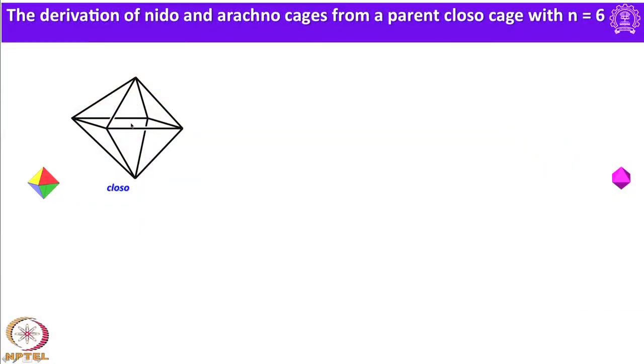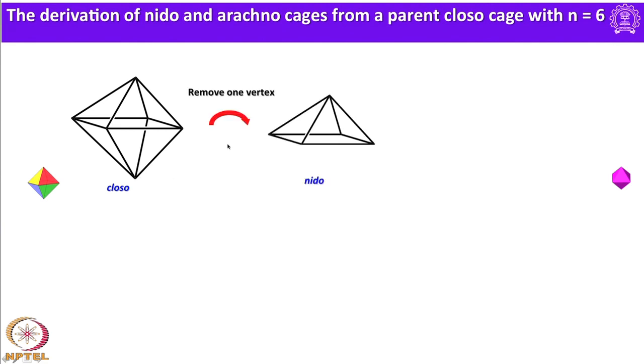So, I will show you now how nido and arachno cages can be derived from the parent closo cage with n equals 6, that is, having 6 vertices. For example, consider an octahedron having 6 vertices, and from this one, if you remove one of the capping positions, it becomes nido. And once you have removed one capping position, we should not make an attempt to remove another cap. In that case, we will be left with 4 boron atoms in one plane.